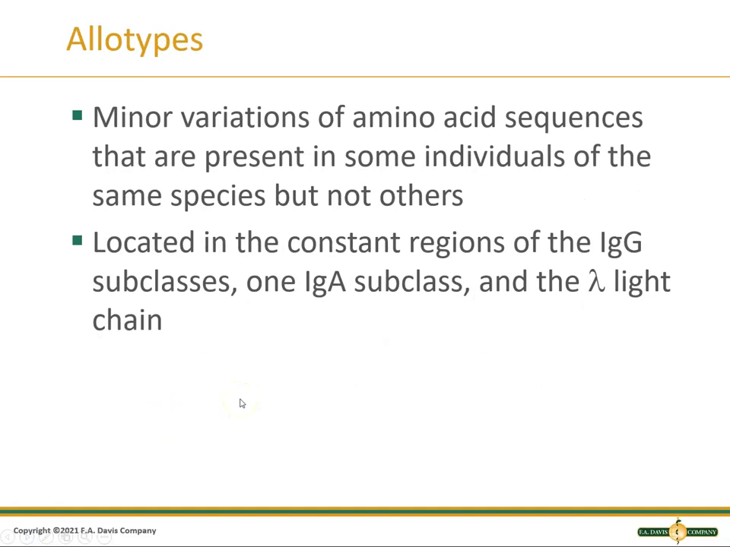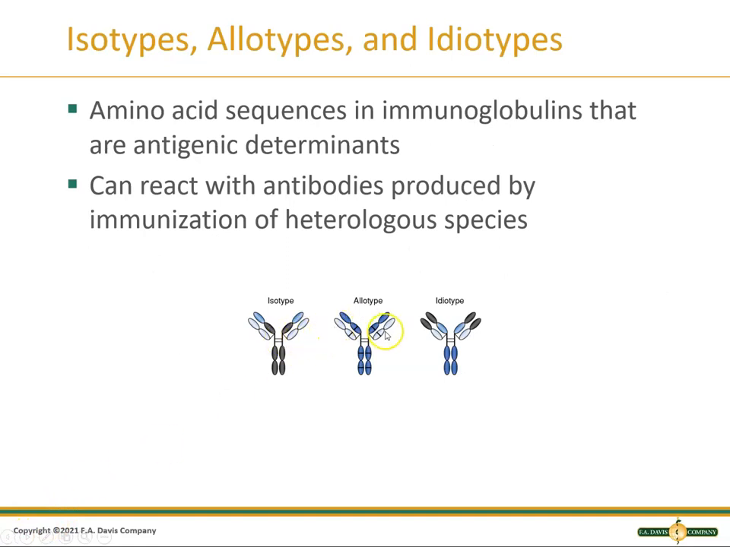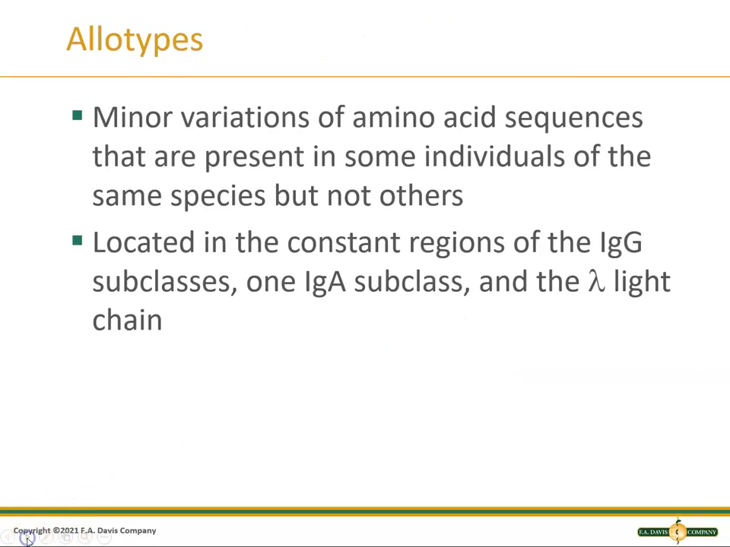Now, allotypes means there's just a small variation in the amino acid sequence that can be present in individuals of the same species. In other words, my IgG might be just a tiny bit different than your IgG. This is usually located just in the constant regions, especially of the IgG subclasses, which we'll talk about, a certain part of the IgA, and also of the lambda light chain. So it's just minor variations. So isotype, allotype, and now we'll look at idiotype.